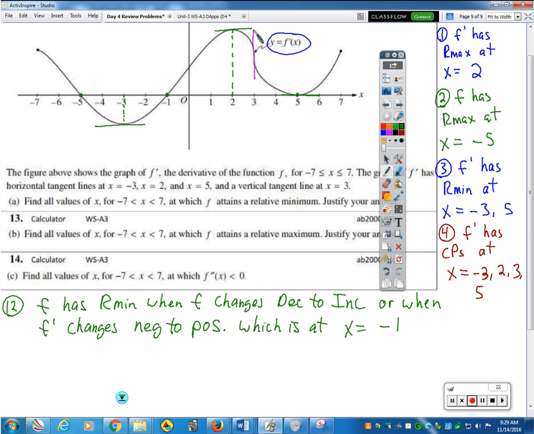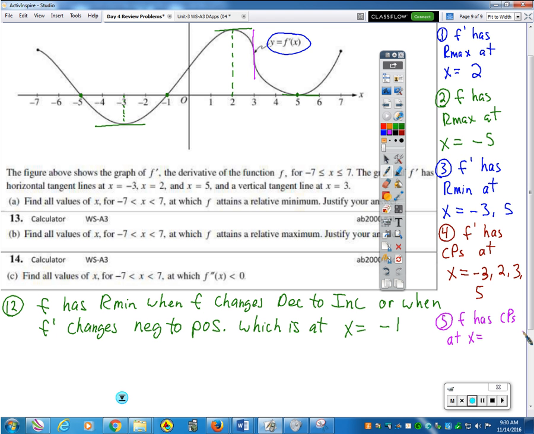If we compare that to where f has critical points, it might help. So let's do that one now. F has critical points at x equals. Hands, show me. What x coordinates belong here?